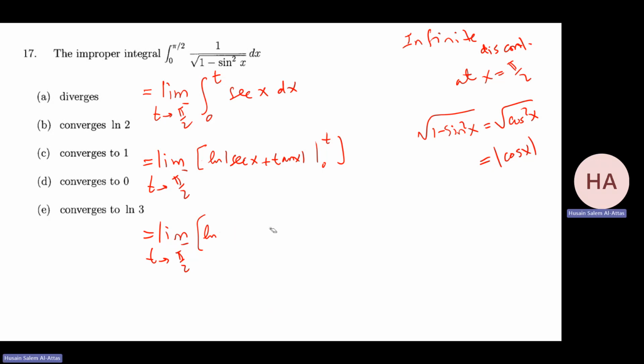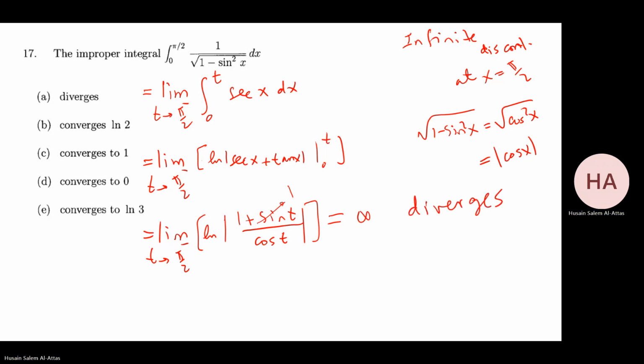I can make it sine and cosine. That will be 1 over cosine plus sine t over cosine t, so 1 plus sine t over cosine t. Do it at the same time. At 0, tan 0 is 0, secant 0 is 1, ln 1 is 0. That's it. So now when I take t to pi over 2 here, I have what? The sine goes to 1, so I have infinity. So I have ln infinity, which is infinity, so it diverges. This improper integral.